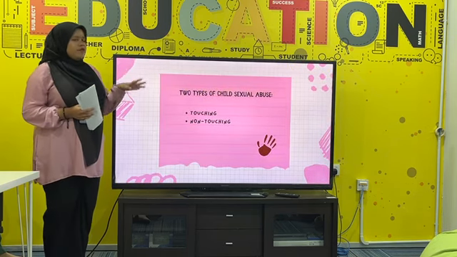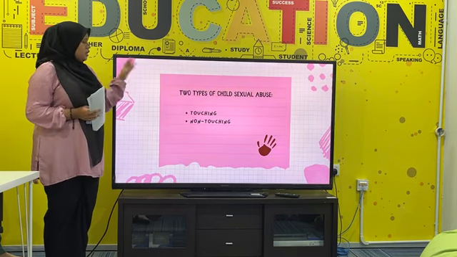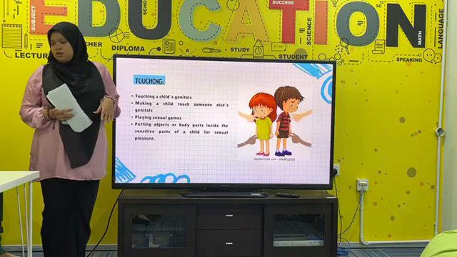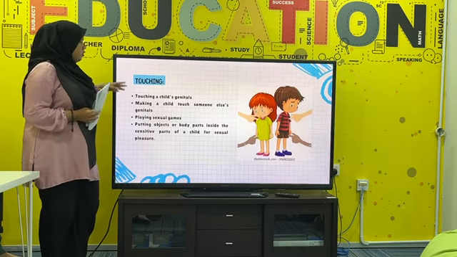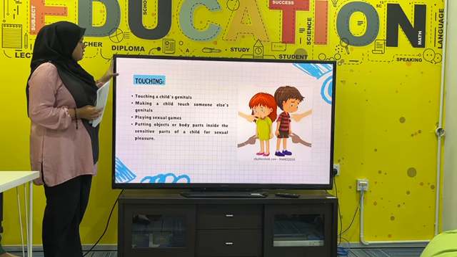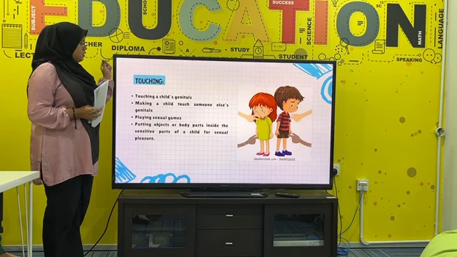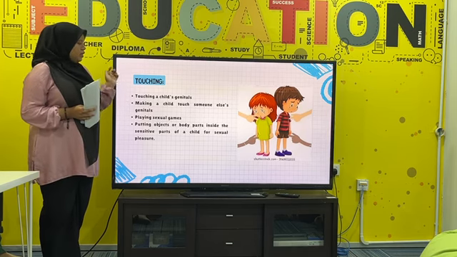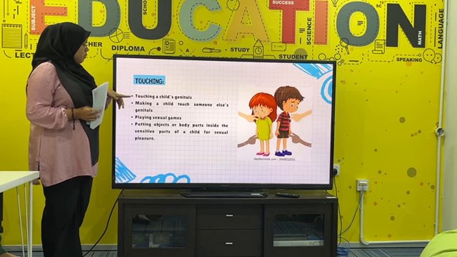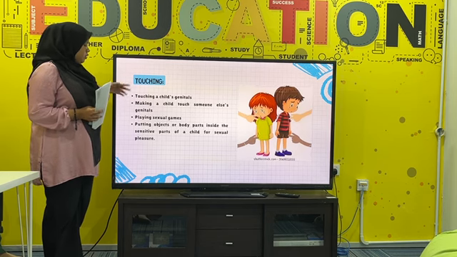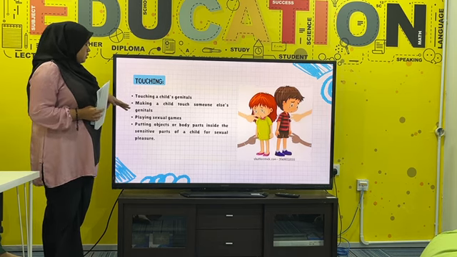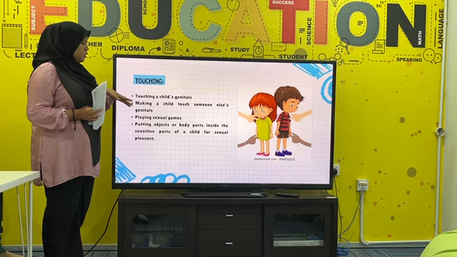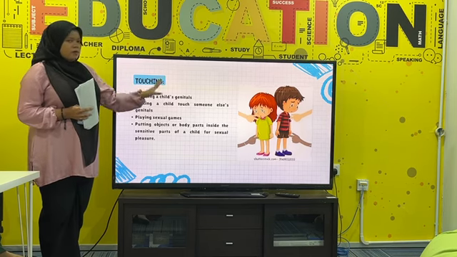Okay, there are two types of child sexual abuse: touching and non-touching. Examples of touching in child sexual abuse are touching a child's genitals, making a child touch someone else's genitals, playing sexual games, and putting objects or body parts inside the sensitive part of a child for sexual pleasure. This is an example in a picture.